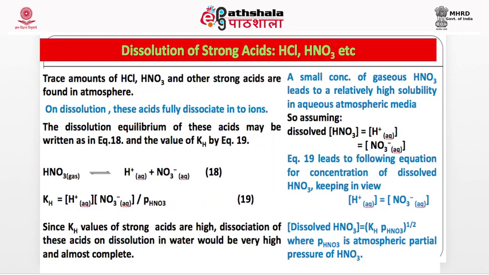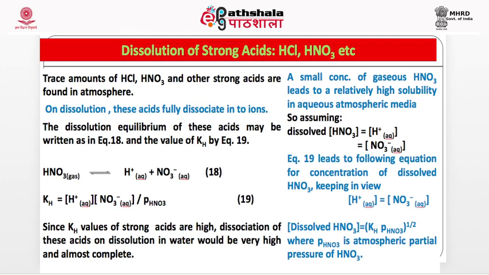Dissolution of strong acids, HCl, HNO3, etc. Trace amounts of HCl, HNO3 and other strong acids are found in the atmosphere. Remember, they are present only in small amounts. On dissolution, they fully dissociate in water. For example, HNO3 will dissolve in water to form hydrogen ions and nitrate ions. If we apply Henry's law to it, we get KH equal to this into this divided by the partial pressure of HNO3, this. KH is very high, and the dissociation of these acids in dissolution is complete.